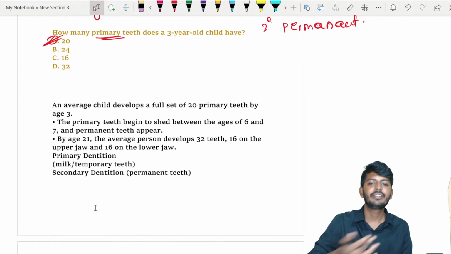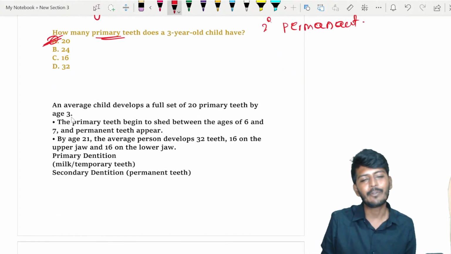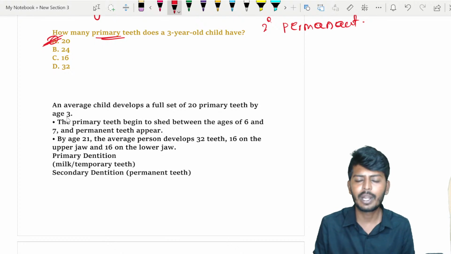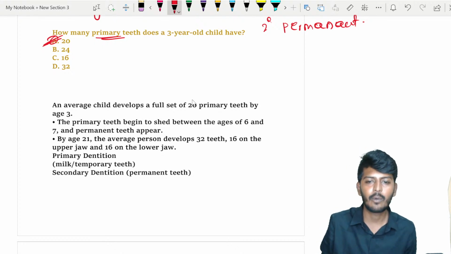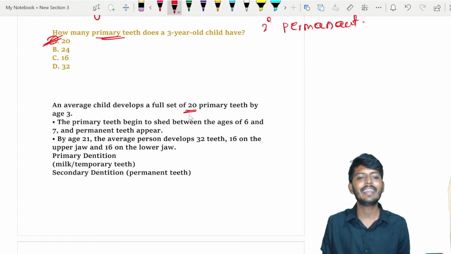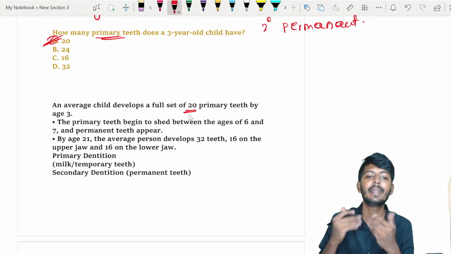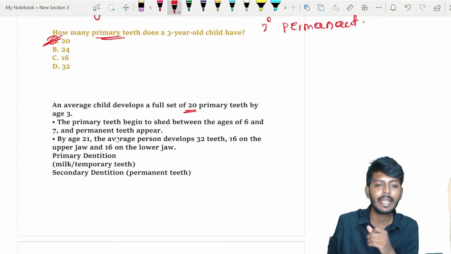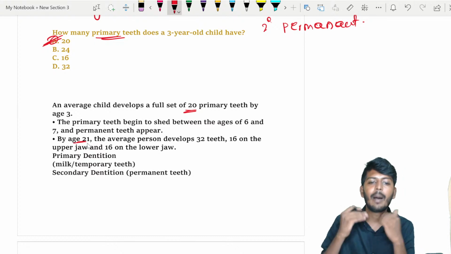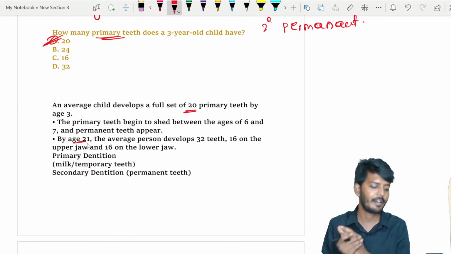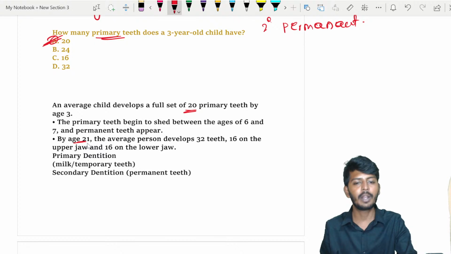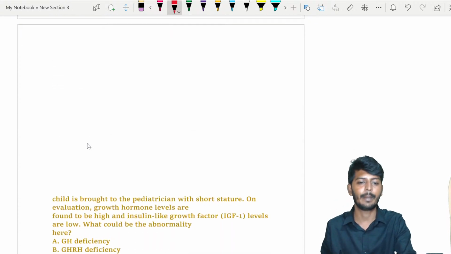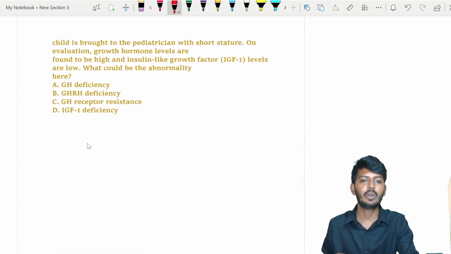So an average child, before the age of 3, by the age of 2 to 2.5 itself, will completely have 20 teeth. By the age of 6 to 7, the permanent teeth will start to form, and by the age of 21, the upper jaw will have 16 and the lower jaw will have 16. 2.5 years is the cutoff. I want you to remember it. Okay, let's go to the next question.